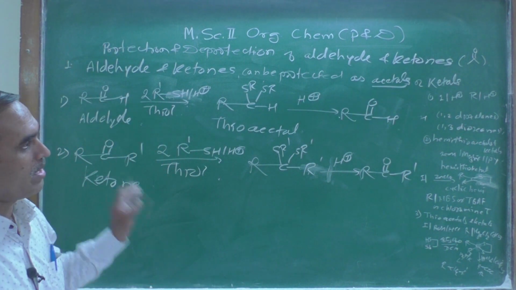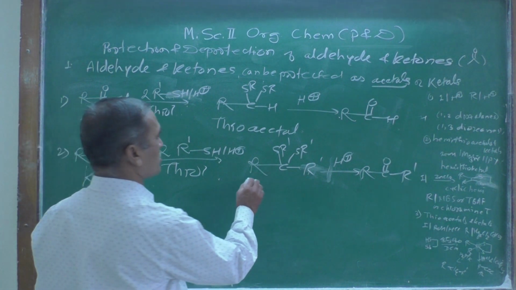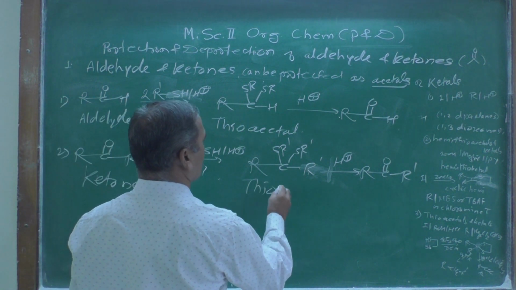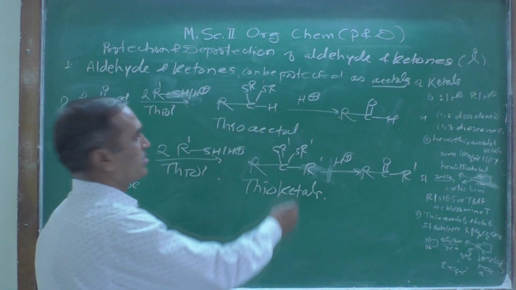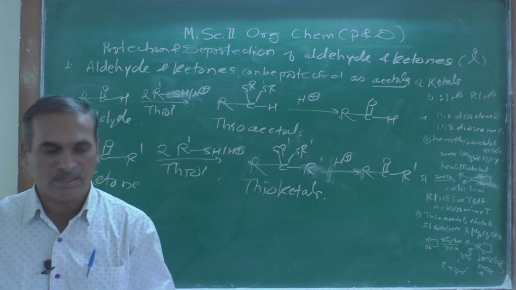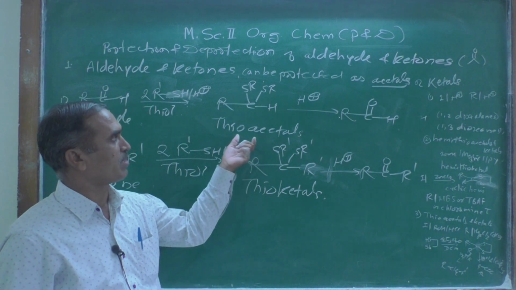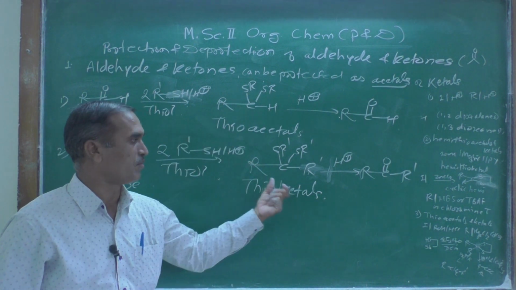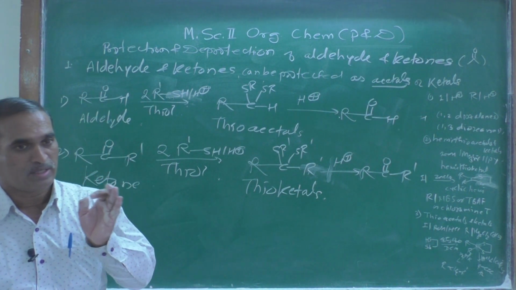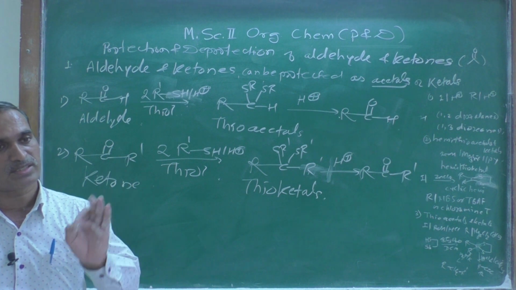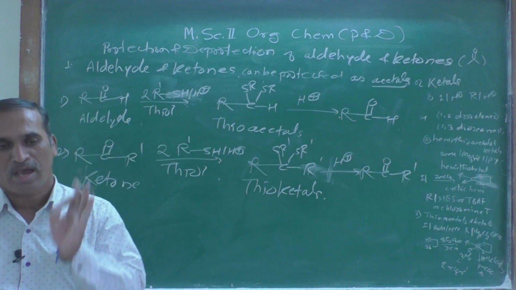The mechanism we have seen just now applies here. This is a thioketal. This is known as a thioketal. The previous one was only an acetal and a ketal. Here there is a sulfur atom, and that's why the word thio comes before the word ketal. So that's the difference. The mechanism and everything else is the same. It is introduced under acidic condition as well as removed under acidic condition.